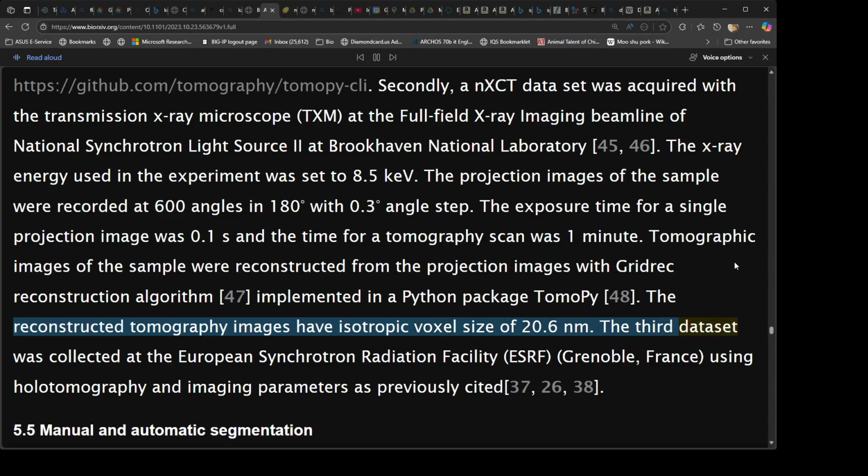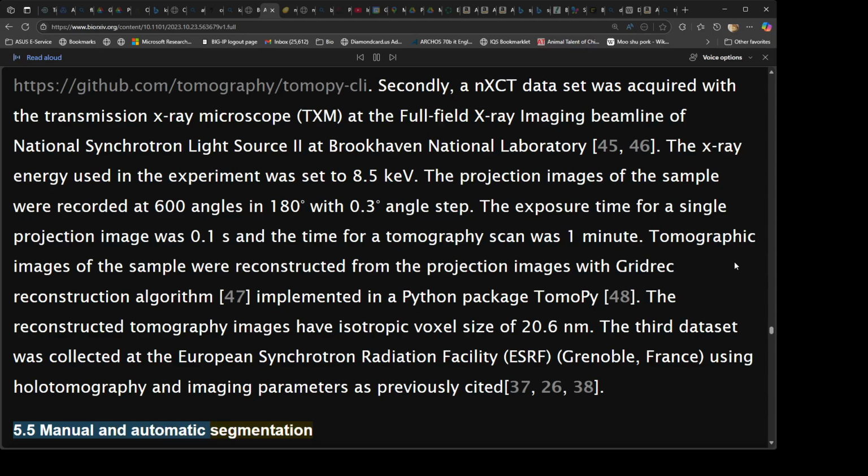The third dataset was collected at the European Synchrotron Radiation Facility, ESRF, Grenoble, France, using holotomography and imaging parameters as previously cited, 37, 26, 38.